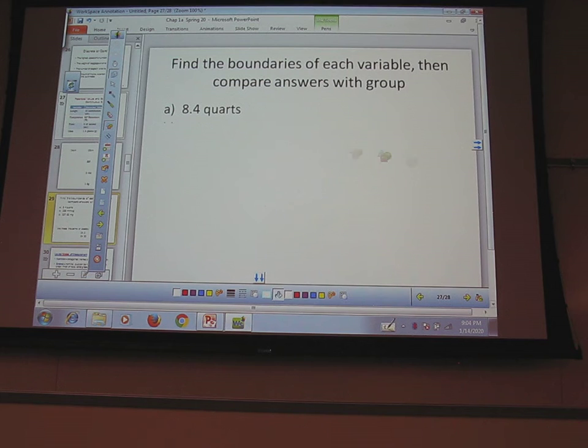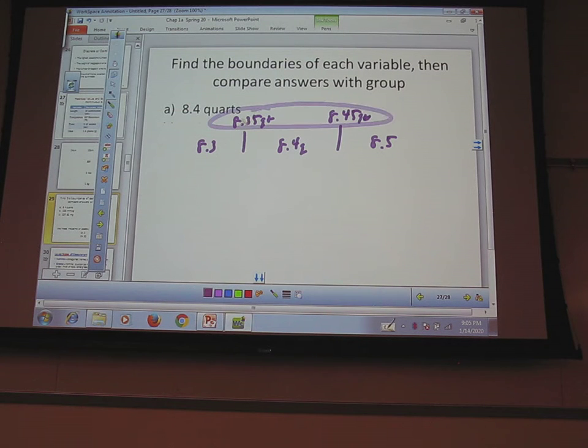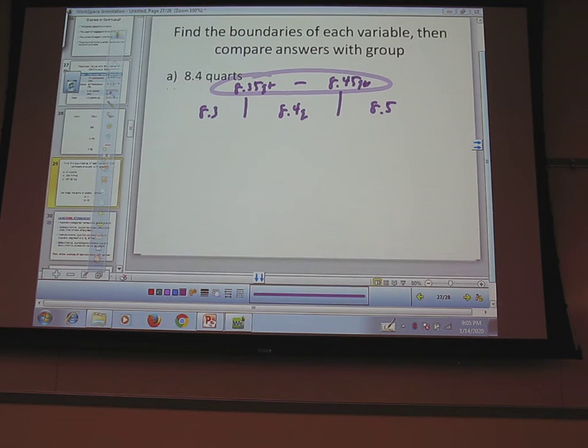Someone asks, well, okay, we'll go to that in a minute. All right, so let's go ahead and take a look at this one. 8.4 quarts. The number that comes before is 8.3, the number that comes after is 8.5. In between 8.3 and 8.4 is 8.35, so 8.35 quarts and then to 8.45 quarts. So these are your boundaries. Maybe put a dash in between, so it's from here to there. That's how you write that down. So you have that formula down properly with the writing.